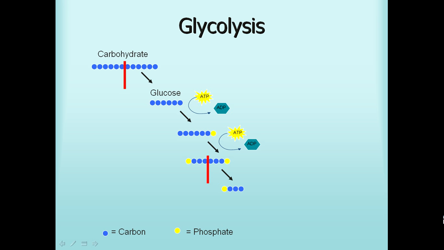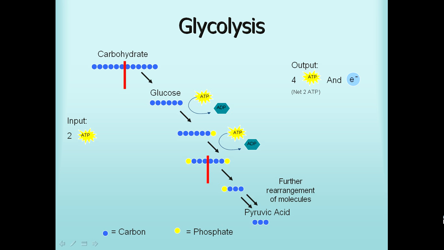After it is in two small molecules, it then goes through multiple processes until it reaches pyruvic acid. The input for glycolysis is 2 ATP, and the output is 4 ATP, which creates a net 2 ATP. It also produces many electrons.